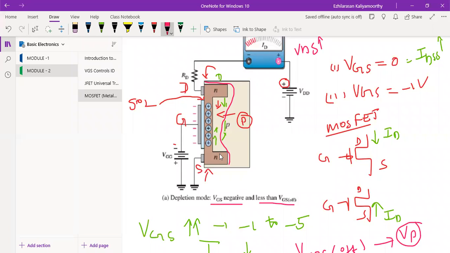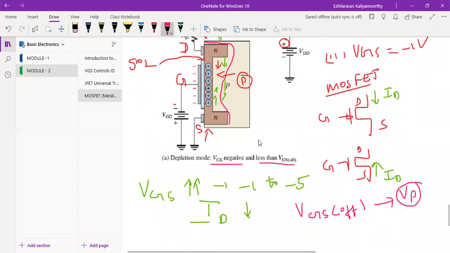At that time, what will happen? The channel will try to pinch off. The channel will be pinched, which means only a small amount of current will flow between source and drain. So almost I can say a constant current will flow. That is nothing but a depletion MOSFET.